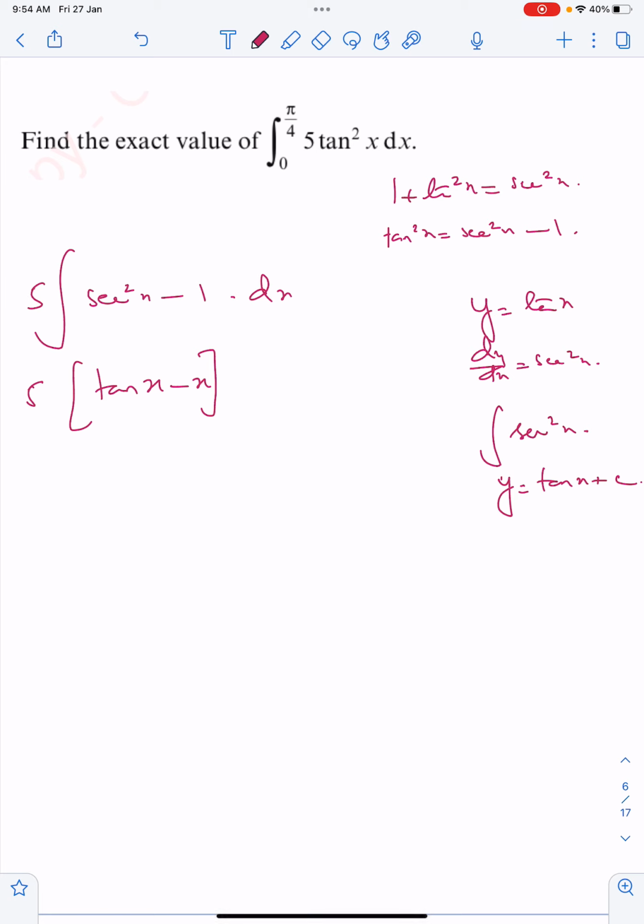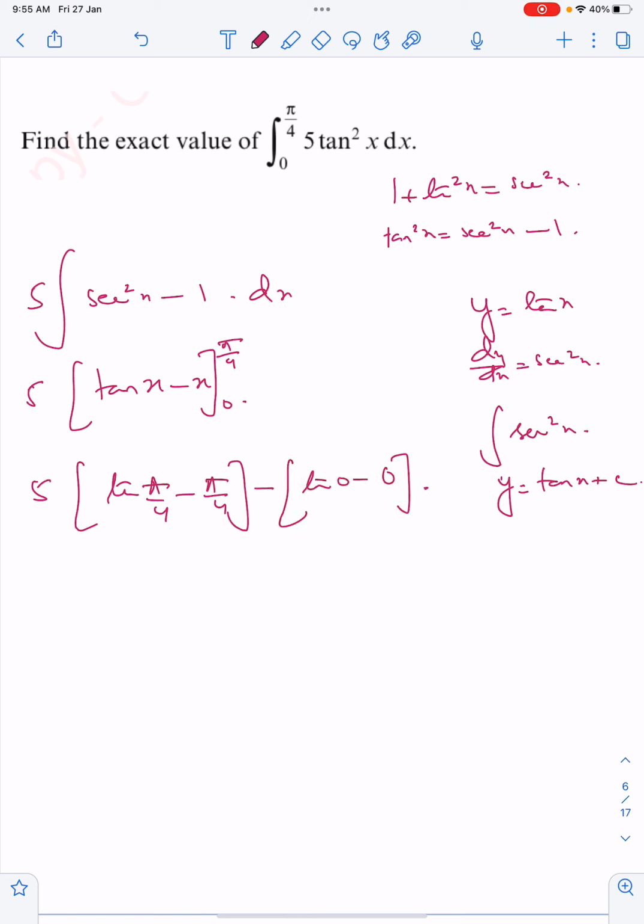Okay, you have to put the boundaries of pi by 4 and 0 now. Let 5 be outside. Tan of pi by 4 minus pi by 4, minus tan of 0 minus 0. Okay, tan of pi by 4 is 1, minus pi by 4, minus tan of 0 is 0 and then a 0. Okay, so it's 5 minus 5 pi by 4 is the final answer.